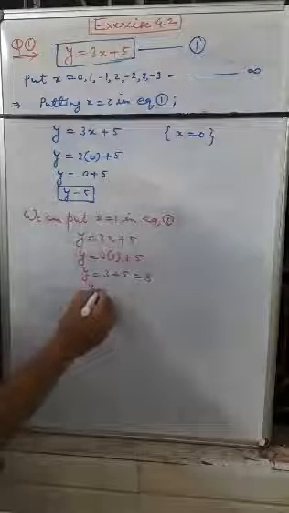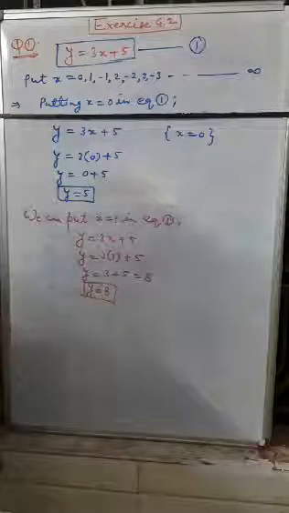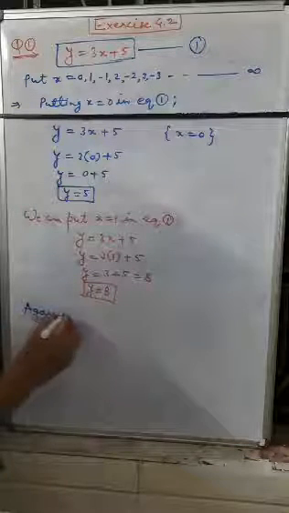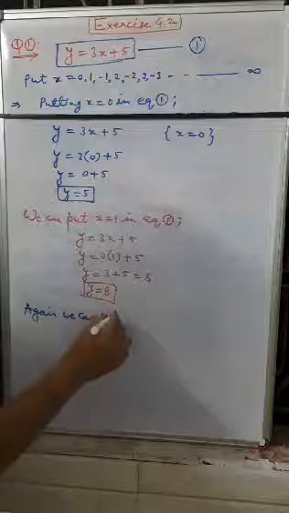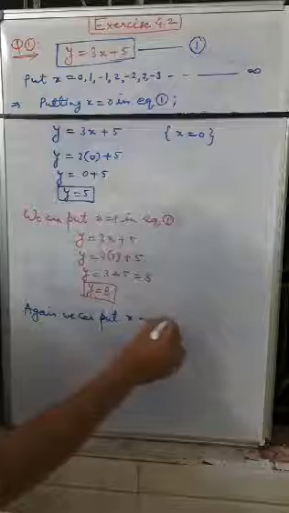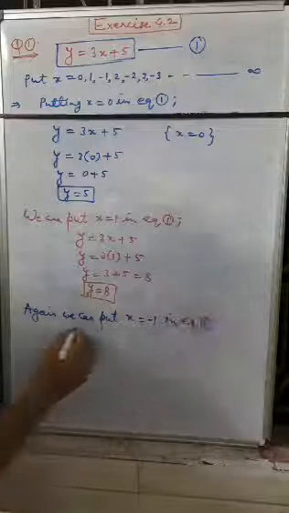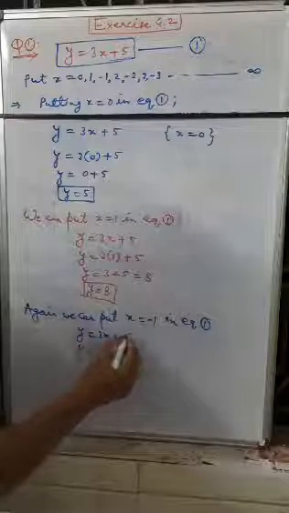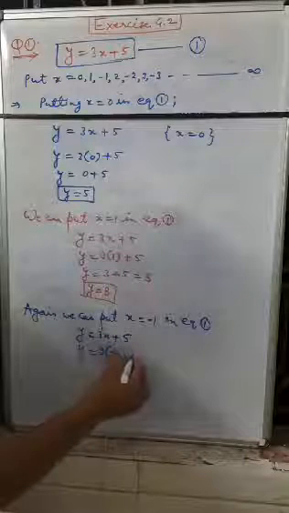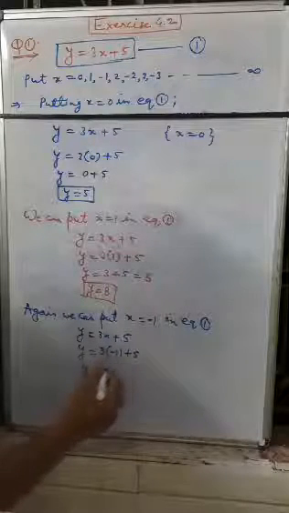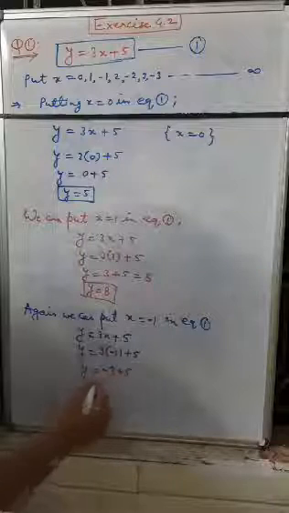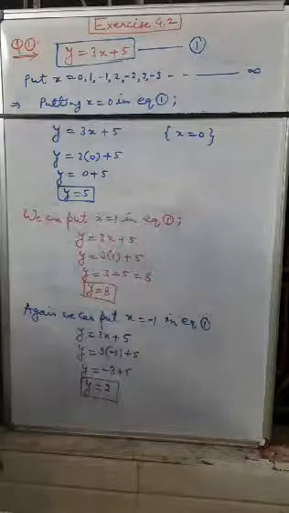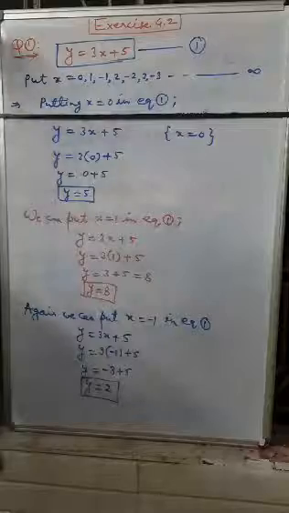So we got one more value of y is equal to 8. Again, in the next step we can put x is equal to -1 in equation 1. So equation 1 again we will write y is equal to 3x plus 5. So put here y is equal to 3 into -1 plus 5. So y is equal to -3 plus 5, which is equal to 2. So when we are putting the value of x, definitely we are getting the value of y.